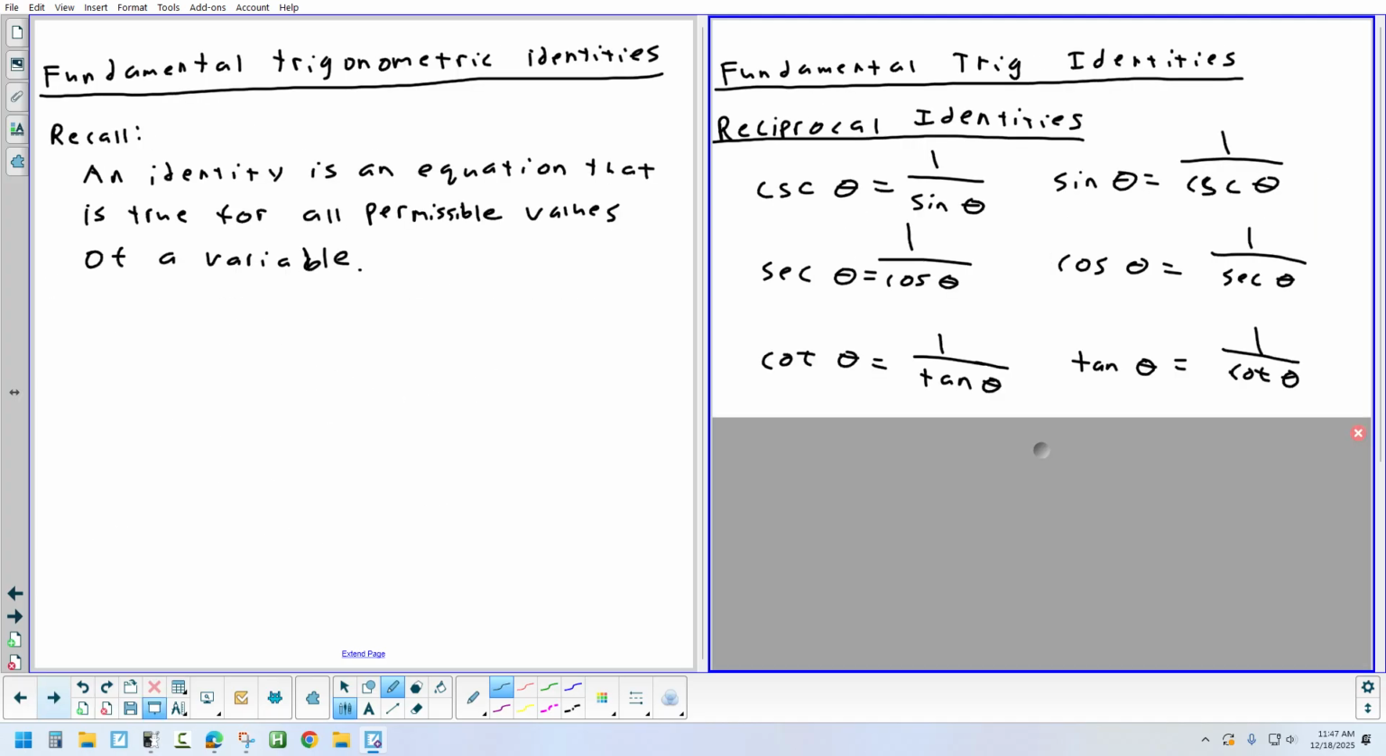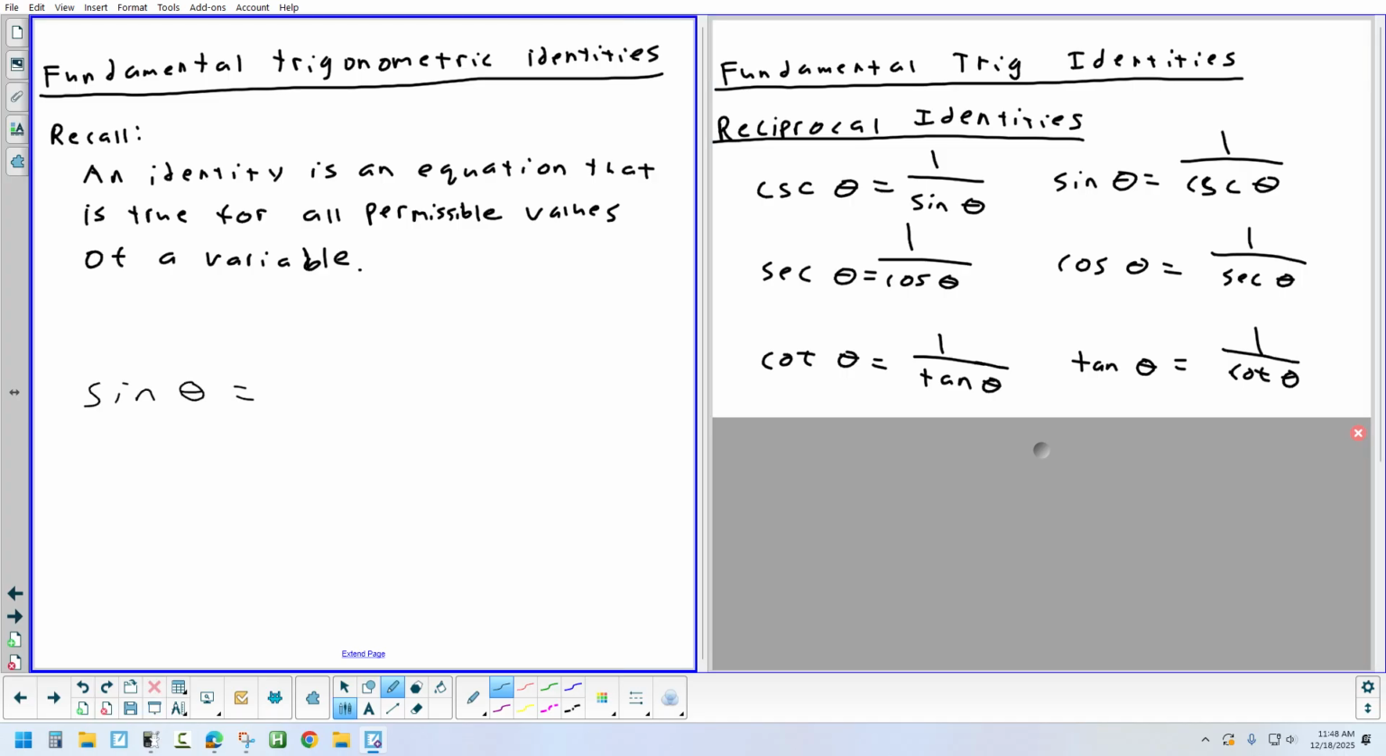So there are different groups of identities we're going to look at. The reciprocal ones are ones I already gave you. And I'm going to add 2 more to that list. And the 2 that I'm going to add, you already know what they are. If you think about what I've taught you with unit circle trig, you can figure them out.